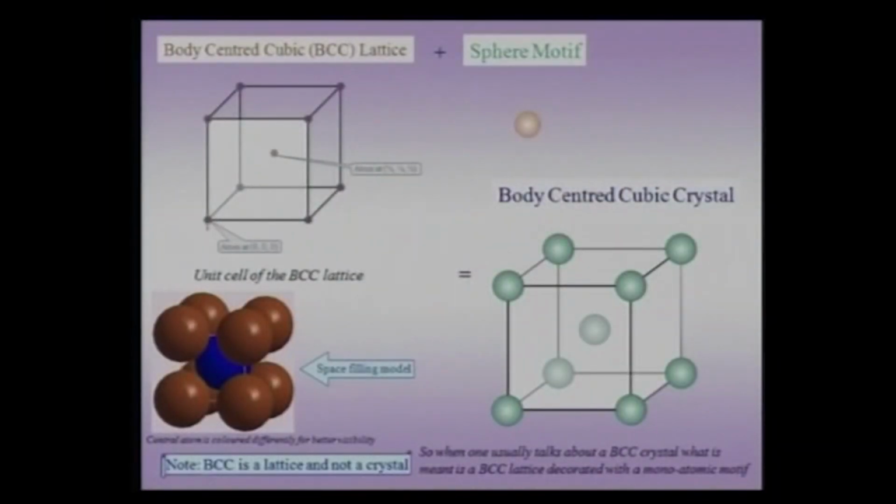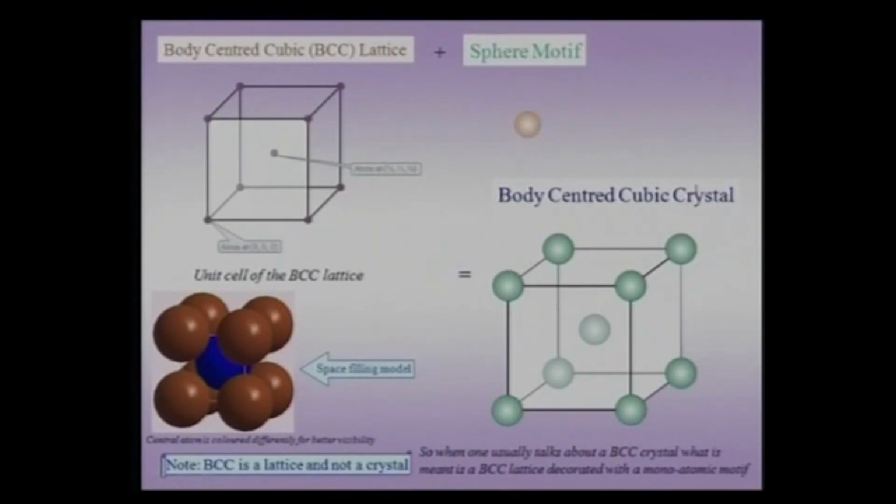The next crystal we make is using the body centered cubic lattice. So, we take the body centered cubic lattice wherein you have a lattice position at 0 0 0 and a lattice position at half half half, and I put a very simple spherical motif on this lattice. The crystal I obtain is called a body centered cubic crystal. So, often casually there is a term used in literature, a BCC crystal.